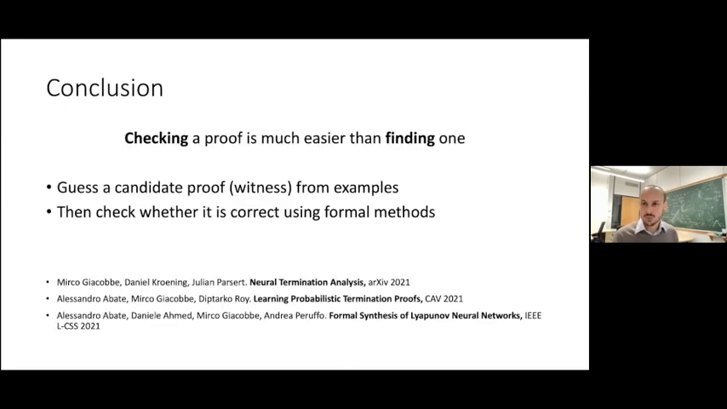Conclusion, what is the main intuition that we're exploiting here? We're exploiting the fact that checking a proof is much easier than finding one. Therefore, first guess a candidate proof using a powerful, yet not necessarily formally sound, method, machine learning, neural networks, and then limit the formal part only to the checking. And this is it.